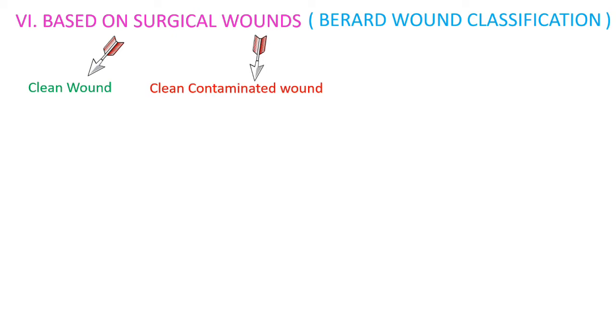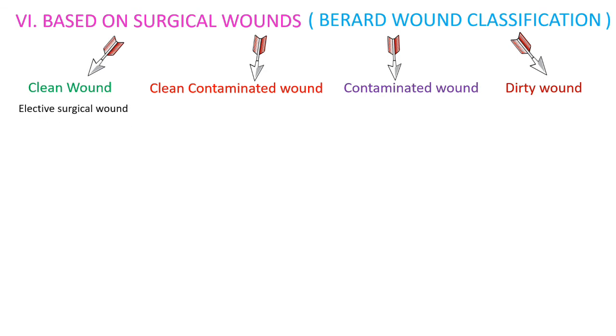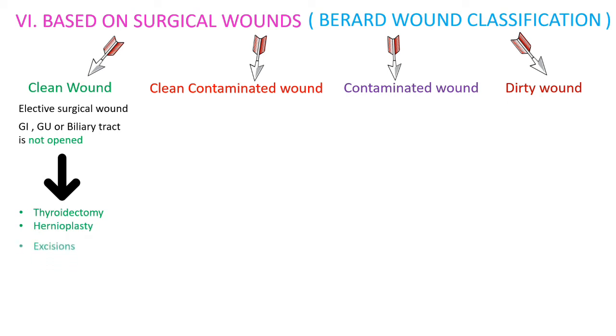Based on surgical wounds, they are also known as the Berard wound classification, which includes clean wound, clean contaminated wound, contaminated wound and dirty wounds. Clean wounds are elective surgical wounds. GI, GU or biliary tract is not opened. The examples of clean wounds are thyroidectomy, hernioplasty, excision, surgeries of brain, joints, heart, and transplant.